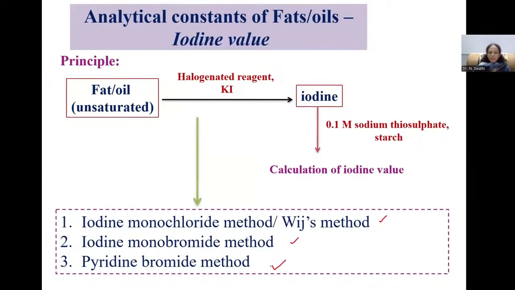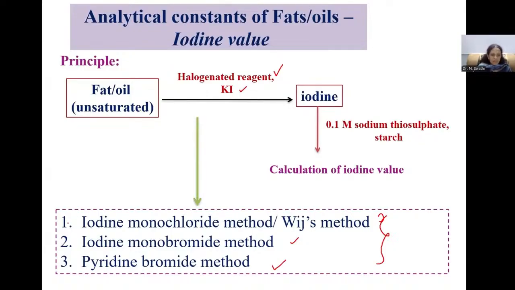The third method utilizes pyridine bromide as the reagent. Hence it is known as the pyridine bromide method. Whatever may be the method that is used, whether it is iodine monochloride, iodine monobromide or pyridine bromide, all these are considered as halogenated reagents. So when these reagents are used in the presence of potassium iodide, they cause liberation of iodine. Hence, the principle involved in any of these methods is common, that is redox titration for the iodometric back titration.